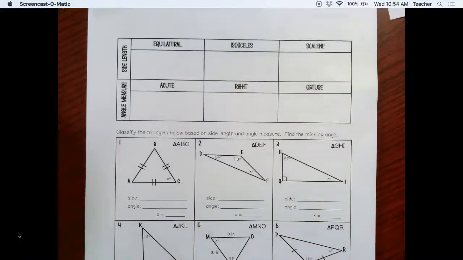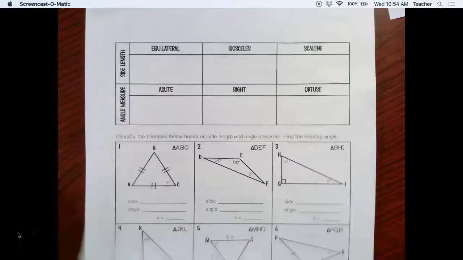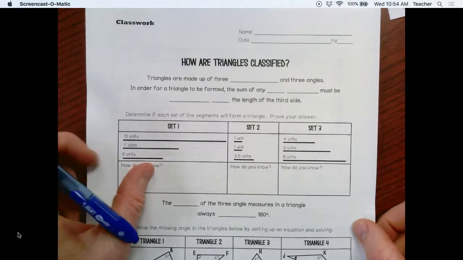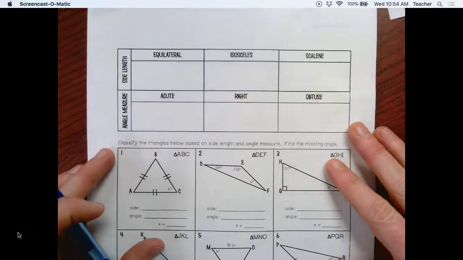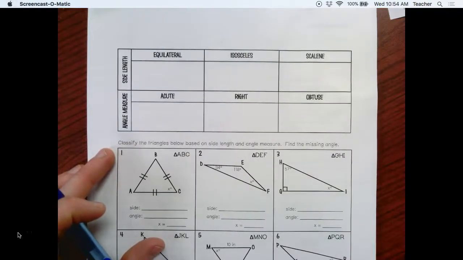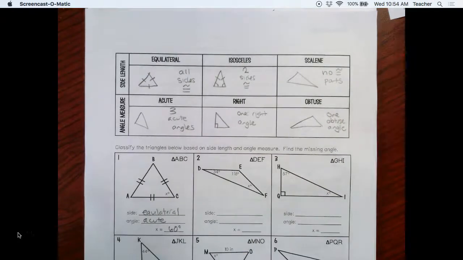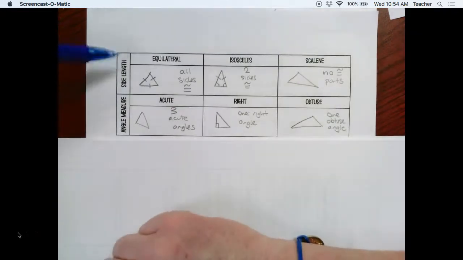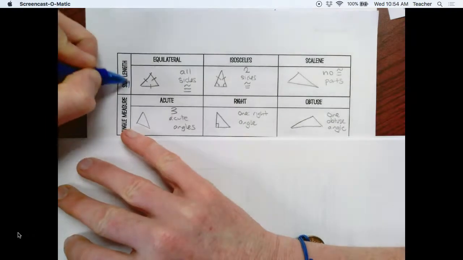Okay, we left off yesterday on this classwork of how are triangles classified on the back page. So just a quick review of what we had covered. Let's go ahead and cover up this bottom half. If we are going to classify a triangle by side lengths and their relationships, there are three ways that we can do that.